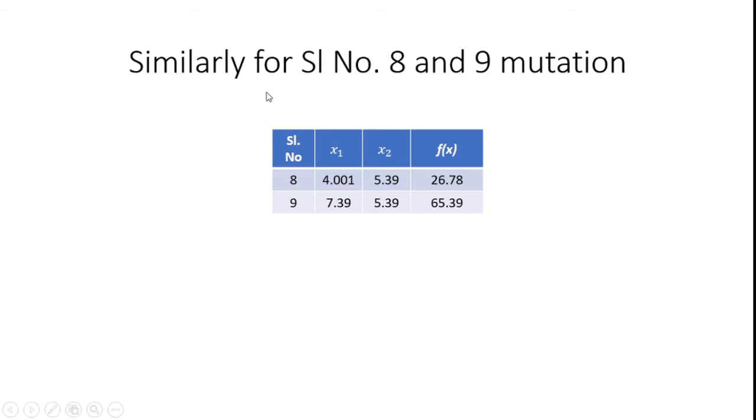Similarly, I conduct the test for serial numbers 8 and 9 in the inferior region. I also replace the newly found x1 and x2 into the population. From that, I got a newer f of x value also.